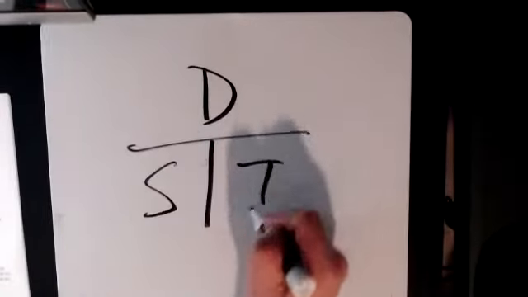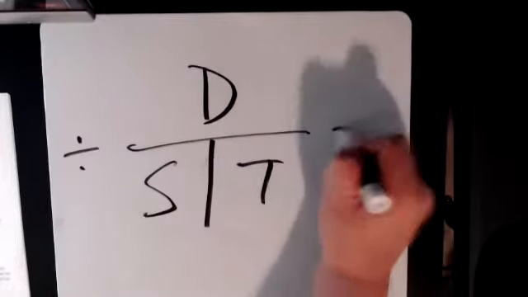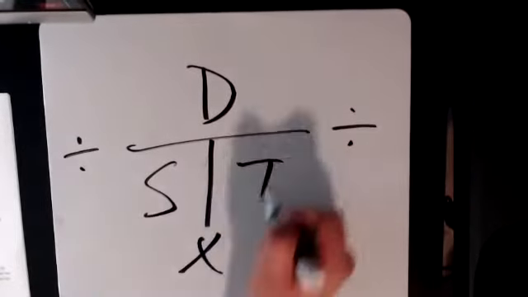For me, I get a little bit mixed up with the circle and the D and the S and the T. Here's the key. You place your finger over the item you want to solve. You can't change it. It's got to be D up here and S and T down here. This is your divide line. This is your multiply line.